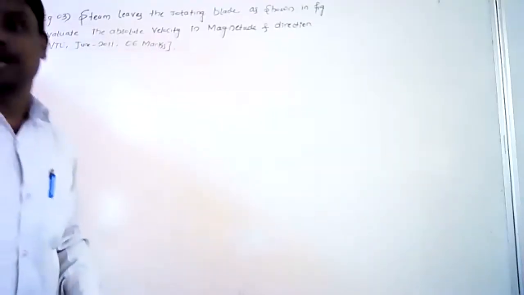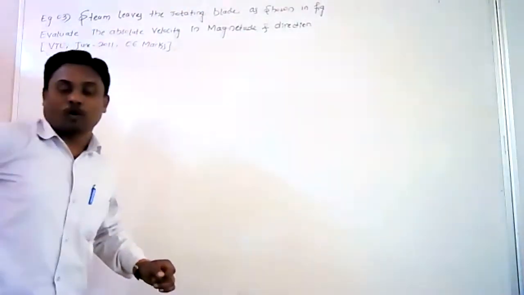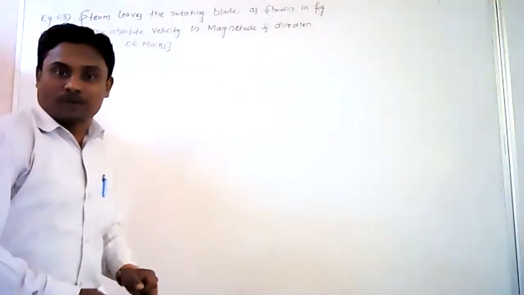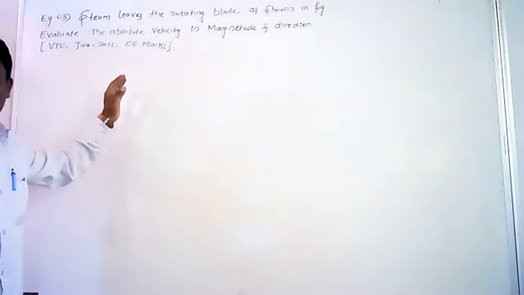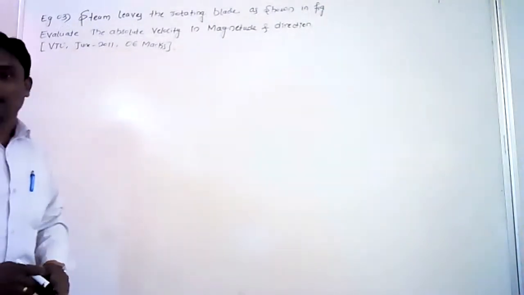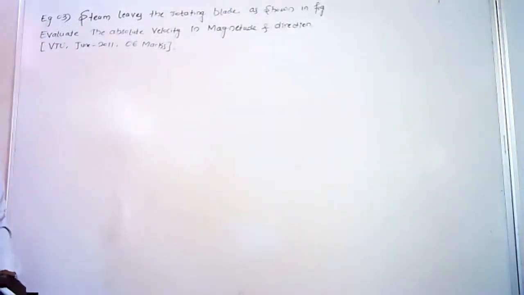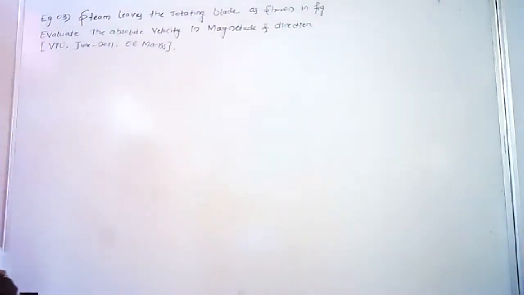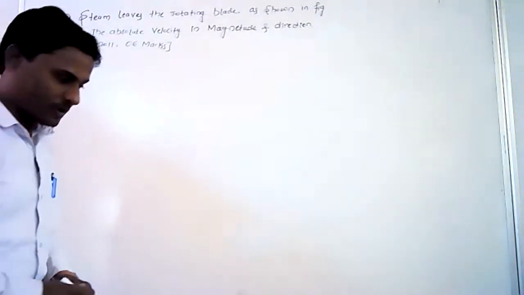Okay. Look here, this is the third numerical on Module 2, that is energy exchange in turbomachines. Let's read the problem carefully. Steam leaves the rotating blade as shown in figure. Evaluate the absolute velocity in magnitude and direction, which was asked in the year BTU June 2011 for 6 marks.